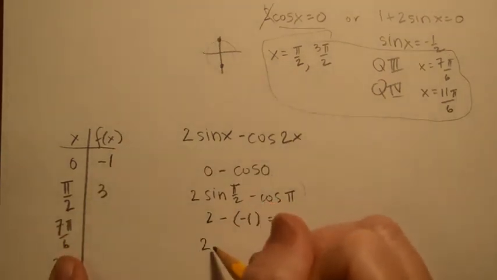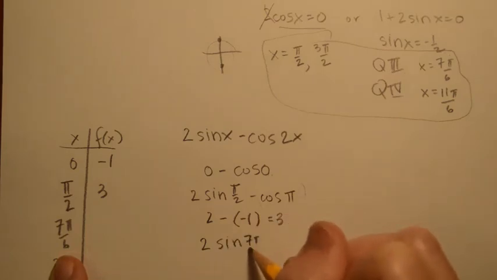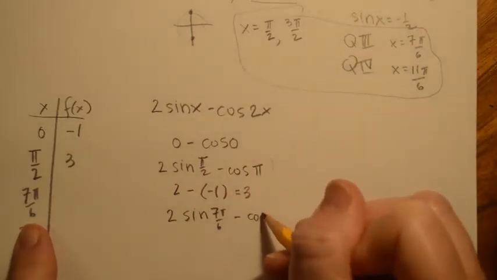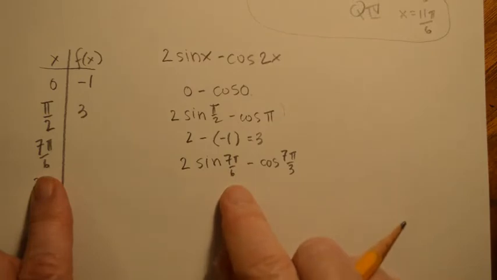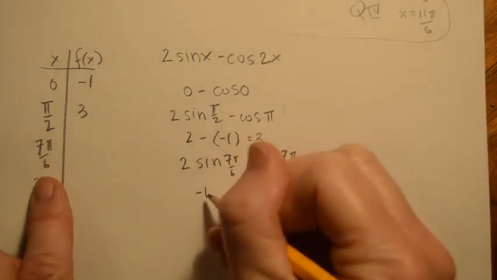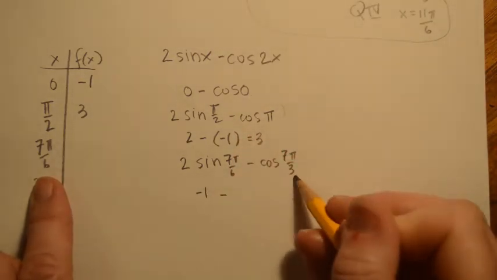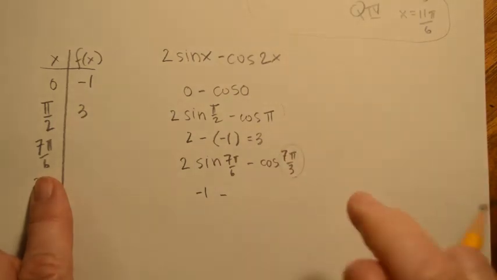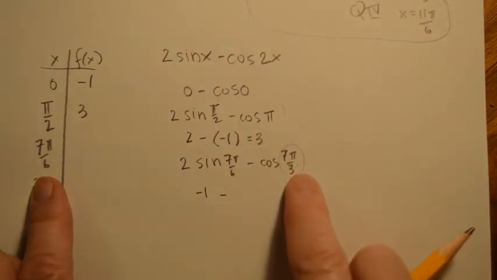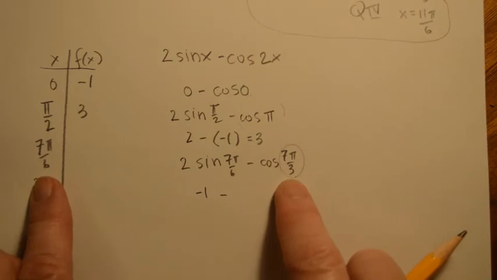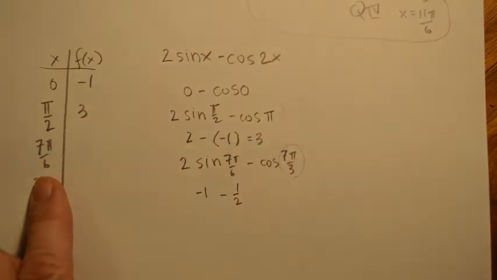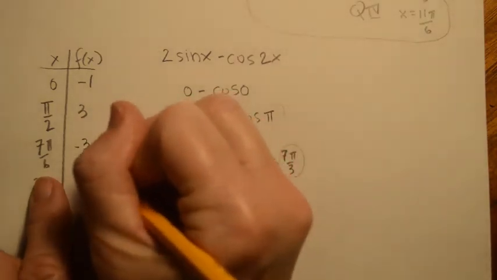At 7 pi over 6, we've got 2 times sine of 7 pi over 6 minus cosine of 7 pi over 3. Sine of 7 pi over 6 is -1/2, times 2 is going to give us -1. Minus, 7 pi over 3: this is an angle in quadrant 1. Again, 6 pi over 3 would be the same as 2 pi, so we're up a third, pi over 3. So we're in quadrant 1. Cosine of a pi over 3 angle in quadrant 1 is 1/2. So we've got -3/2.